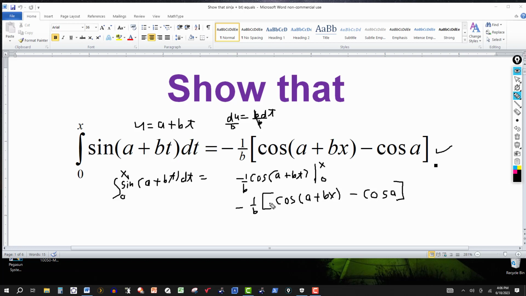Obviously, you could multiply through by minus 1 over b, make this minus 1 over b, cosine of a plus bx. And then a plus over here, 1 over b, cosine of a.